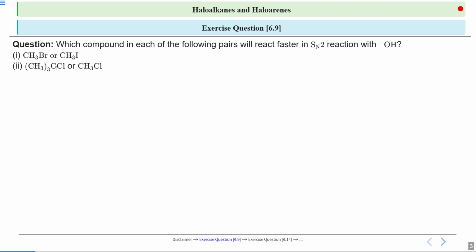Second part, (CH3)3CCl or CH3Cl. So these are the two parts that are given, and you have to tell in each of these pairs which compound will react faster according to the SN2 mechanism with the hydroxyl ion. So you are given some time, try to analyze this question and then we will see the correct answer.